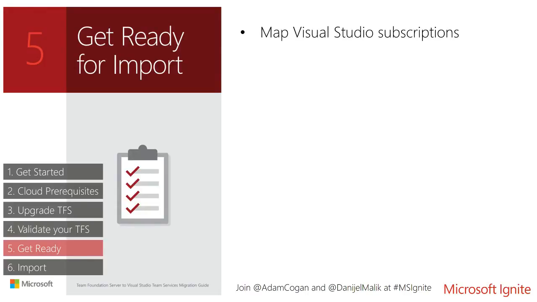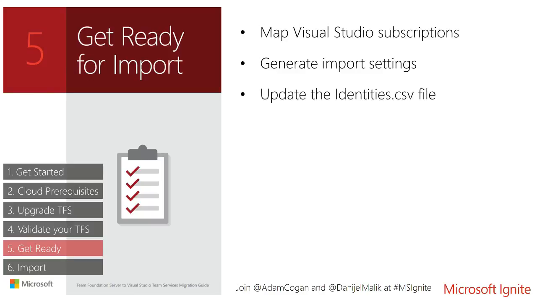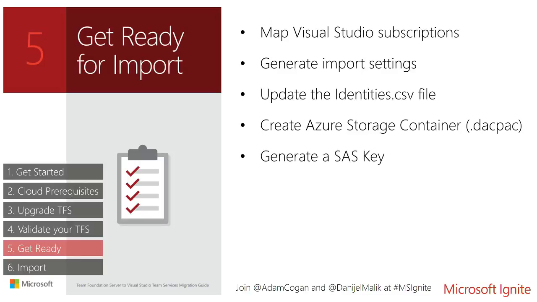Now there's a whole series of little steps, and you map your Visual Studio subscriptions for your license. Everyone has a different license. We start with basic. You generate this import settings file. You've got to update this CSV file. You've got to create an Azure storage container because what it wants you to do is turn your database into a DACPAC file and upload it. So you've got to create this storage place to put the thing. Generate this SAS key, update an import JSON.